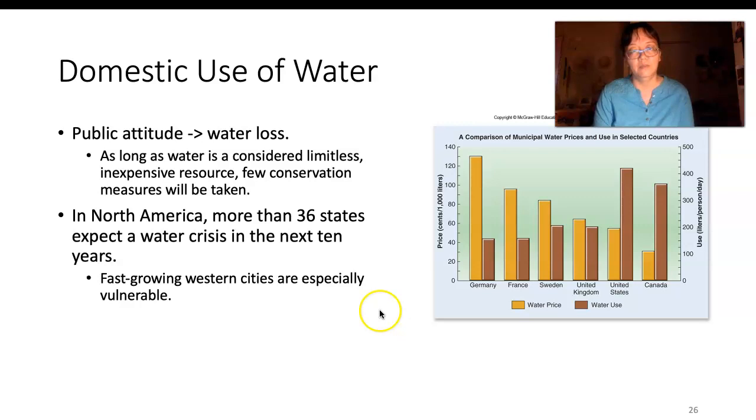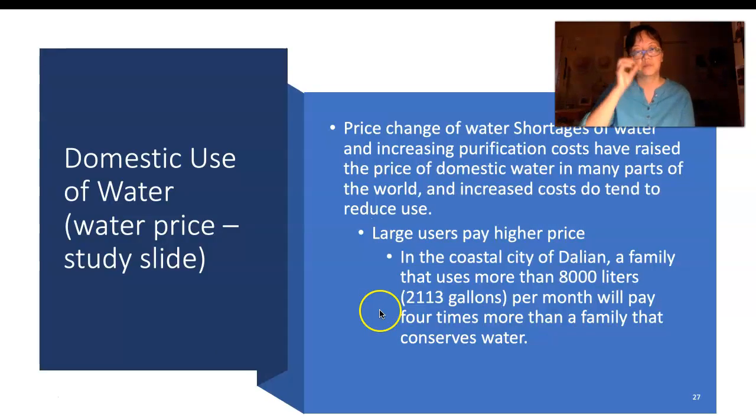Public attitudes mainly lead to water loss. A lot of people think we have a lot of water, we don't need to save it. And that is the main reason why so much water is wasted. And the water crisis will be escalating in the next 10 years in North America and all over the world, as I showed you in the slide. So this is a study slide with a lot of details, but you can take your time at your own convenience to read those details if you cannot catch up with me.